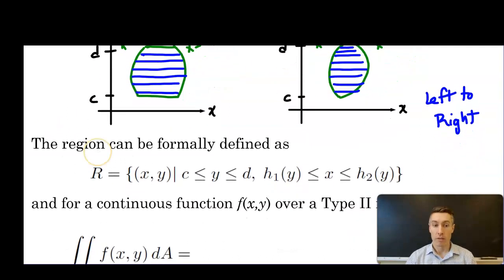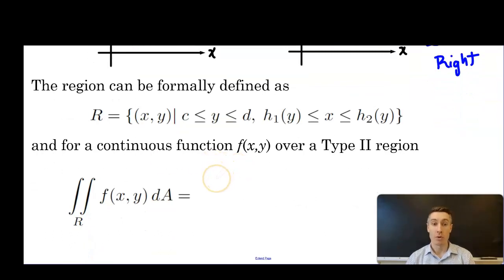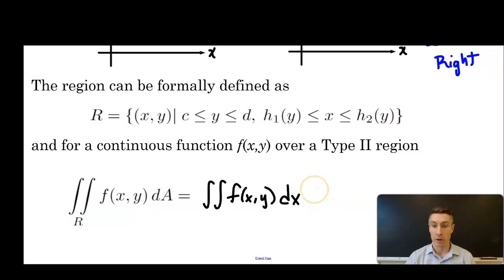So the region can be formally defined now as R being the set of all points xy, such that y is bounded between C and D, and x is bounded between h sub 1 of y and h sub 2 of y. So now x is in between two functions of y, and then y is going between two constants, C and D. And what we care about, setting up a double integral over a type 2 region, we'd have the double integral of the function f of xy. So now, since x is bound between functions of y, we need to integrate with respect to x first.